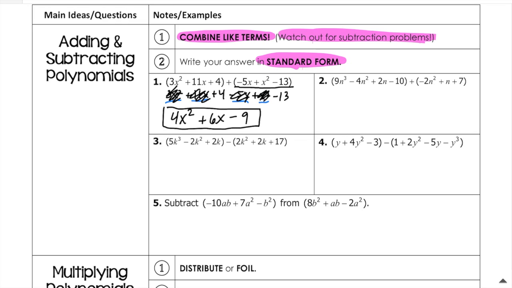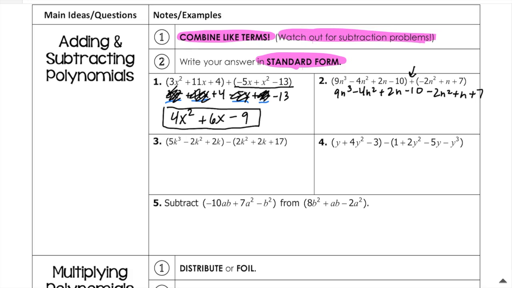And if you feel confident with this, feel free to speed ahead. Maybe watch when I do 3 and 5. Those will probably be the tricky ones. So I have another addition problem for number 2, so I'm just going to drop my parentheses. So I have 9n to the third minus 4n squared plus 2n minus 10. And we know that this addition symbol here is not going to do anything to this second portion. So I'm just going to write out minus 2n squared plus n plus 7.